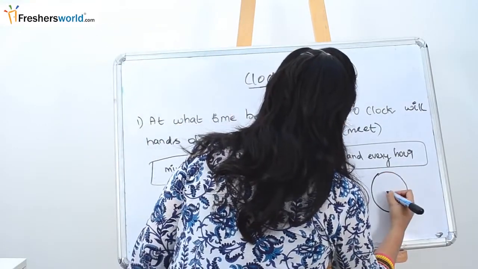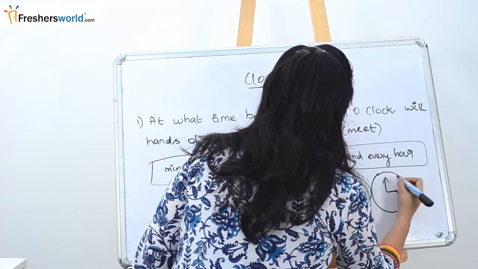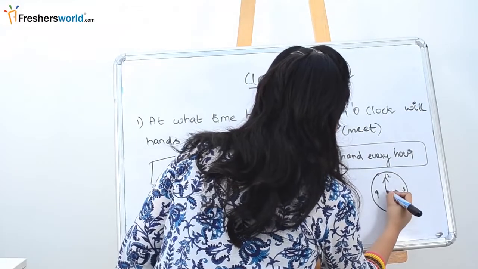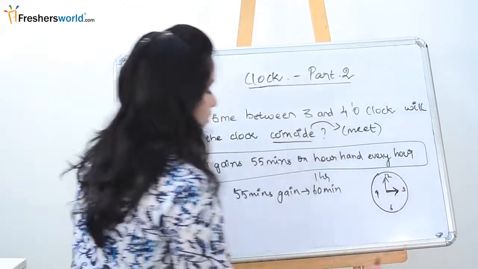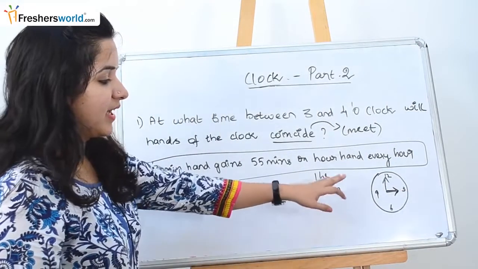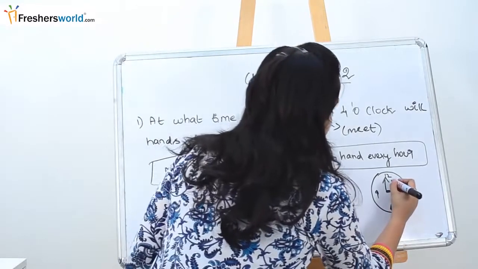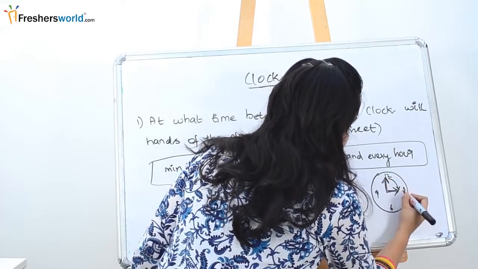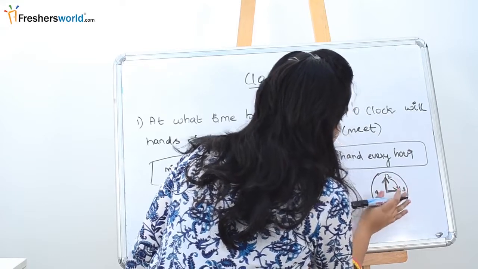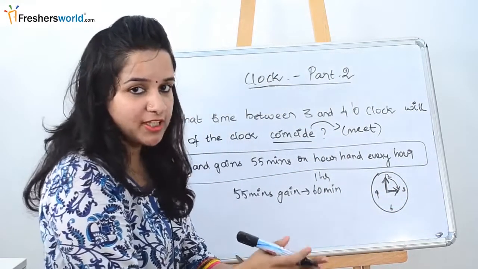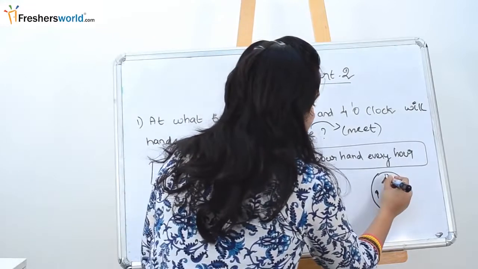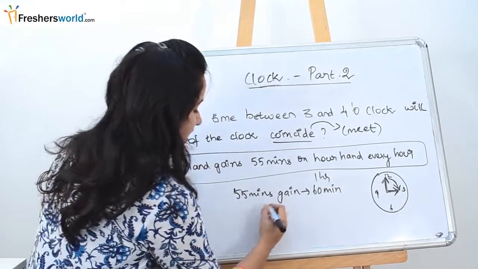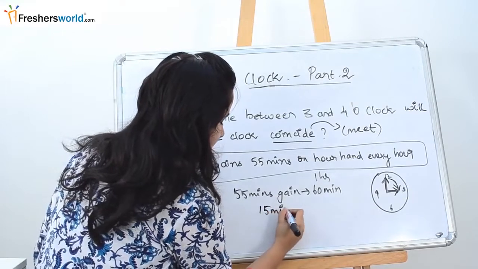Let's take this is the clock. So we are starting at 3 o'clock. We want the hour hand and the minute hand to meet. So how do they meet? When this long hand comes to 3 here, they will meet together. Somewhere near 15 they will meet. So it has to gain 15 minutes in order for them to meet. So your gaining minute is nothing but 15 minutes here.